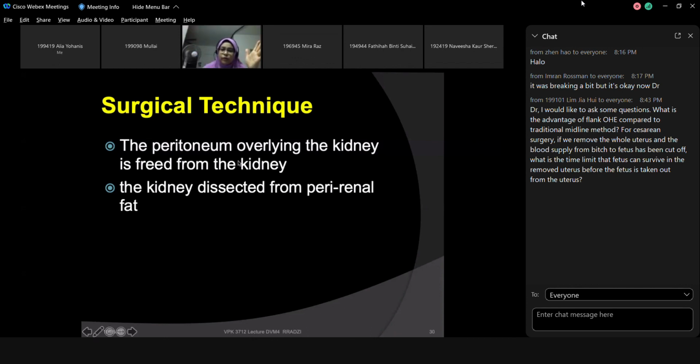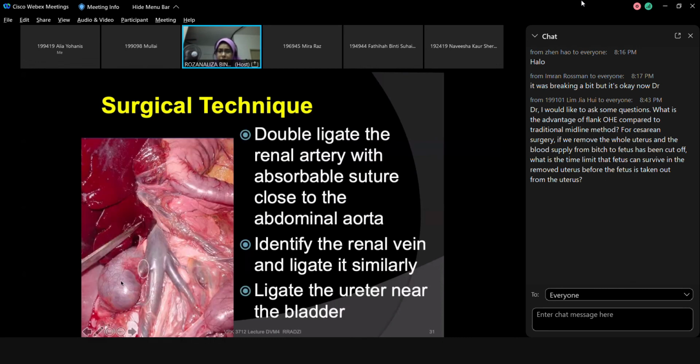Okay, so you need to open up this peritoneum and detach this kidney from the perirenal fat. So you can see this is actually stuck to the wall. Okay, so you need to open up this peritoneal layer and double ligate the renal artery. You need to double ligate because you can see it's a direct branch from the abdominal aorta. Okay, you need to ligate three important structures here: the artery, the renal vein, and also the ureter.